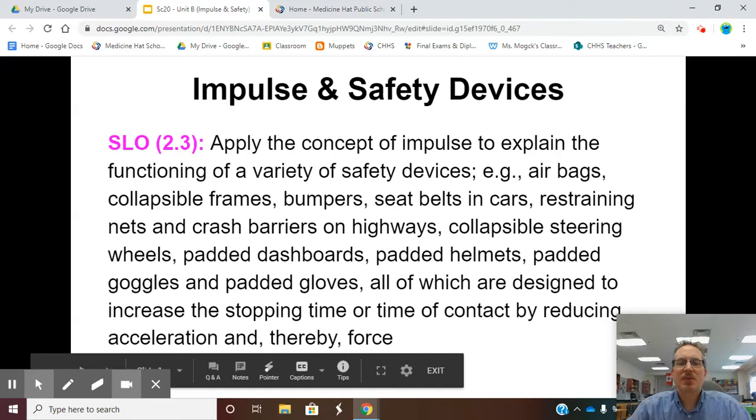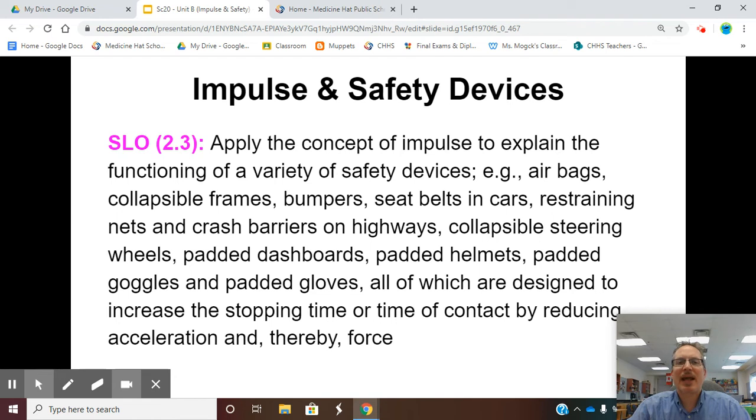Good morning, Science 20s. Our lesson today is going to be an application of the concept of impulse, or as you would also know it, a change in momentum. We are going to apply this idea of impulse to safety devices, and the ones we've chosen are going to be those safety devices in vehicles. So we're going to talk about airbags and collapsible frames and bumpers and seat belts.